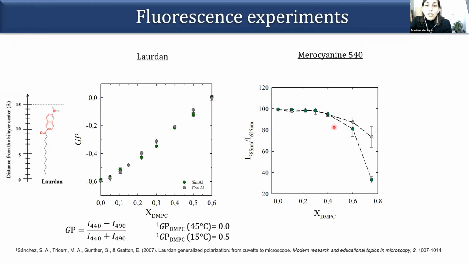In presence of aluminum, we notice that at higher molar fraction, the rigidity of the membrane decreases, indicating that aluminum is having an effect probably due to an interaction with the polar heads. And this produces an effect in the protein activity at higher molar fraction.